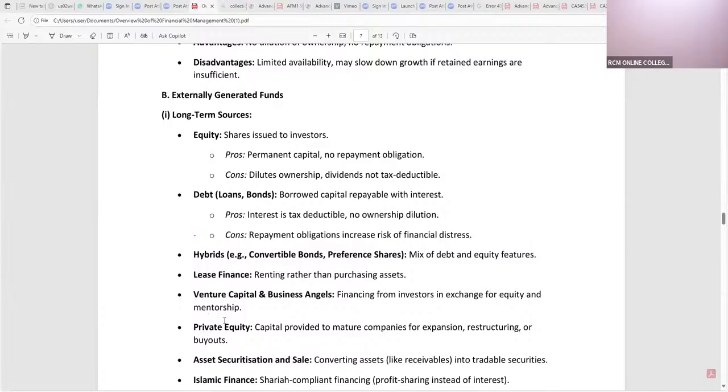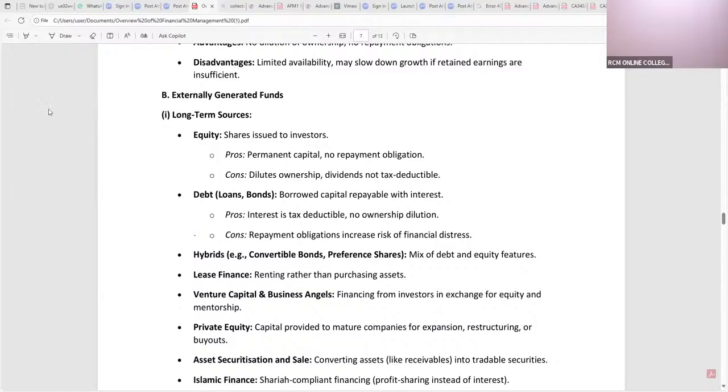Then we have private equity, capital provided to mature companies for expansion, restructuring, or buyouts. Remember, private equity, they share the same characteristics with these venture capitalists, except for the fact that these venture capitalists, they come in at those infancy stages. Private equity in this case here will be looking for an organization that has been there for 15 years, 20 years, etc., which is doing very well. But this company wants to expand and they're not able to expand at the moment.